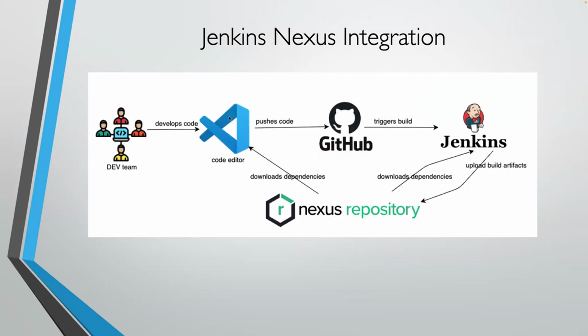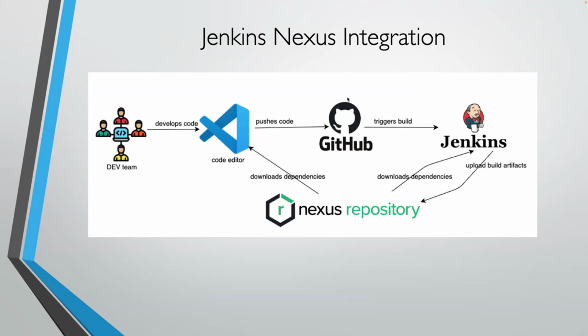So if you look at this diagram, let's say a developer develops a code and commits the code into GitHub. Let's say they are working on a Java based application, so they are depending on a bunch of libraries. They can very well download those dependencies from Nexus, and it would also create a local repository in their local machine. So remember we talked about caching, so they don't have to download every time from the Nexus repository.